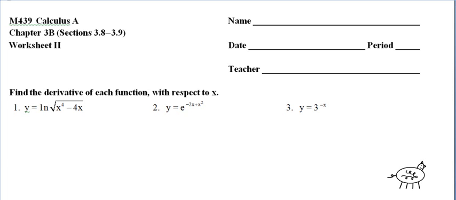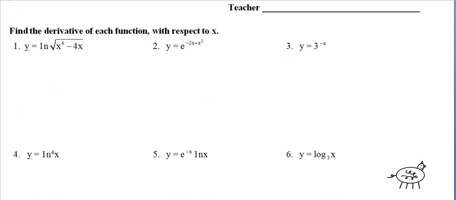All right, so this is our key. Let's get started here. Number one, again, I would use the properties of logs here. So I can rewrite this as x to the fourth minus 4x, and that's to the 1/2 power. Of course, we can put that 1/2 in front, so it's 1/2 ln. It just makes life a lot easier. Otherwise, you have u to the 1/2 power, and you have to take the derivative of that. It's just much more complicated.